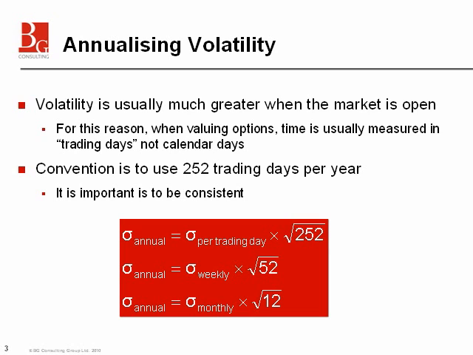It follows, therefore, that the annualized volatility is bigger than the monthly volatility, which is bigger than the weekly volatility, and the weekly volatility is bigger than the volatility on a daily basis.